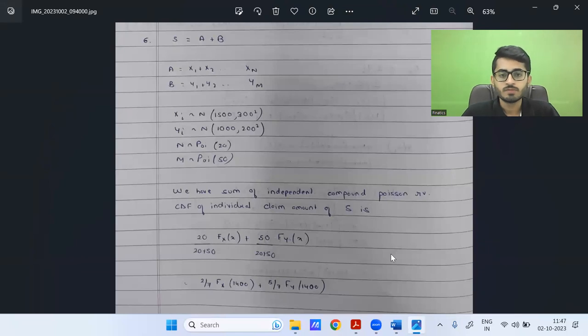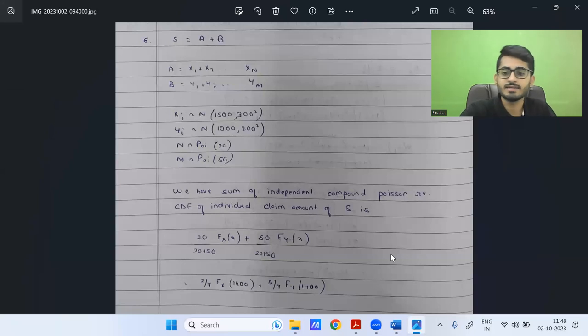S is equal to A plus B. A is for the first set, X1, X2, ..., XN. B is Y1, Y2, ..., YM. Xi follows Normal(1500, 300 squared). Yi follows Normal(1000, 200 squared). N follows Poisson(20). M follows Poisson(50). We have a sum of independent compound Poisson random variables.